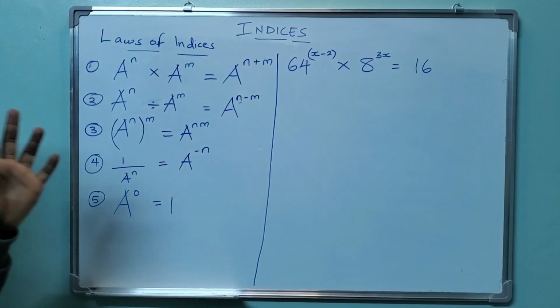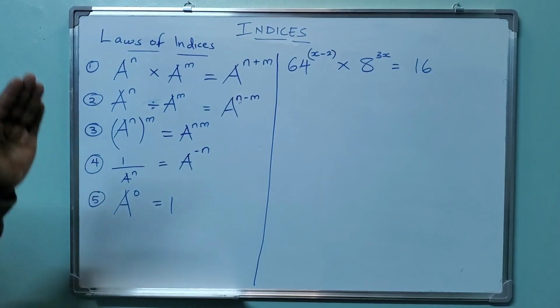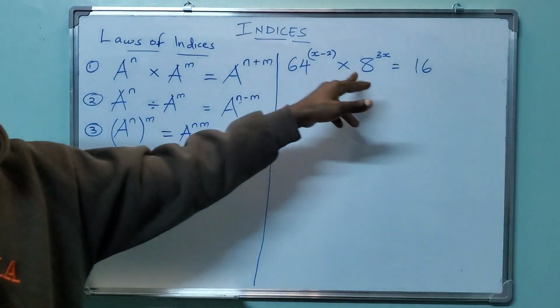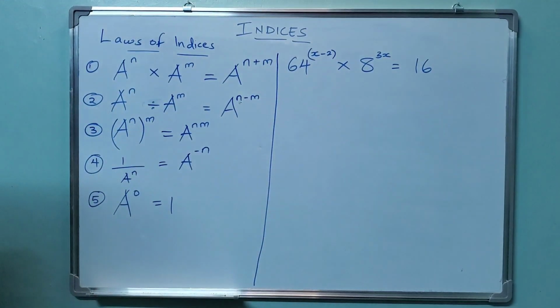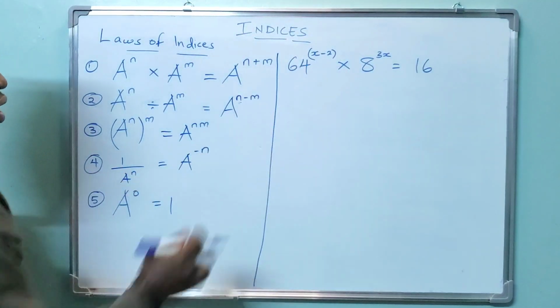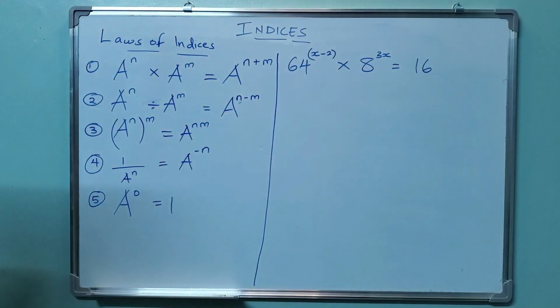Now, in most cases, not in all cases, it usually works once we've made those numbers into the same base. In this case, I'm going to make 64, 8, and 16 to the same base. And I know all those values can be raised to base 2. So when I raise it to base 2, what am I going to have there?